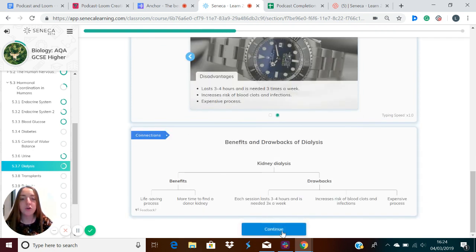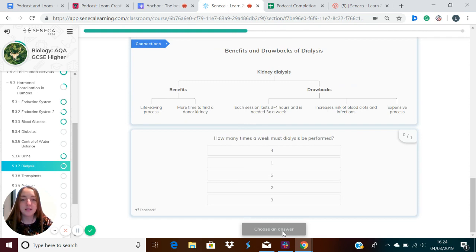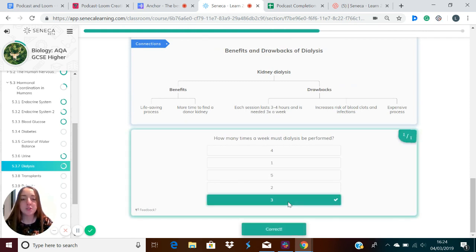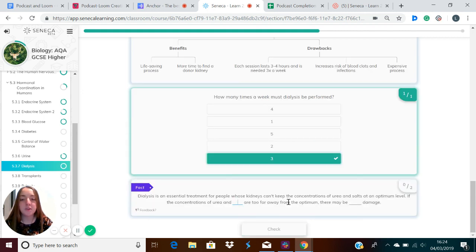So there are pros and cons to dialysis. And one of those examples is that dialysis must be performed at least 3 times a week. But it is an essential treatment for people whose kidneys can't keep the optimum concentrations of urea and salt. If the concentrations of urea and salts are too far away from the optimum, there may be tissue damage to the patient.